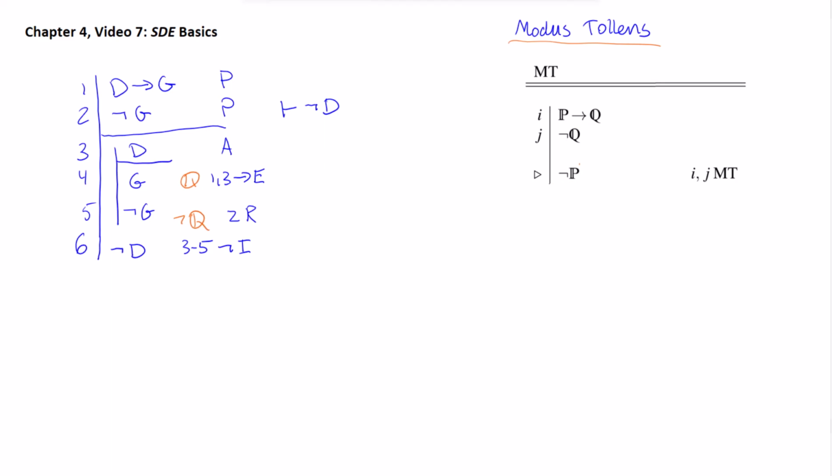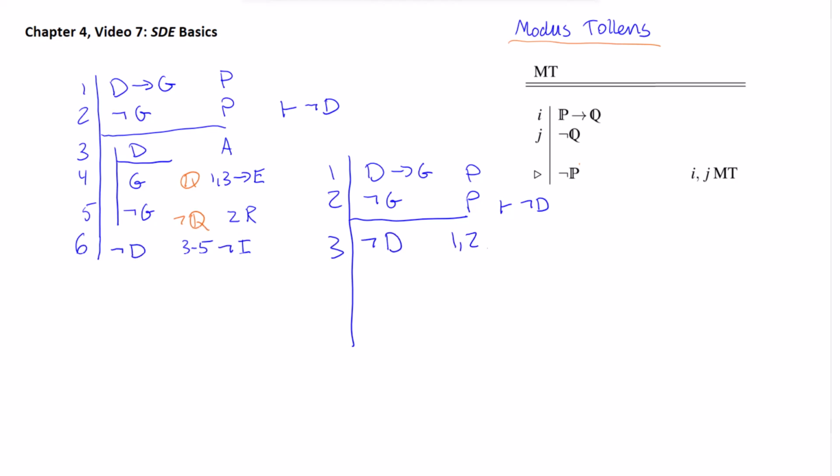So the derivation on the left could have been done in one step like this. Since 1 is a conditional and 2 is the negation of the consequent, we can derive the negation of the antecedent directly. And we cite 1, 2, modus tollens. Now, we'll talk more in the next video about strategies for using these rules. I want to introduce the other 2 inference rules.